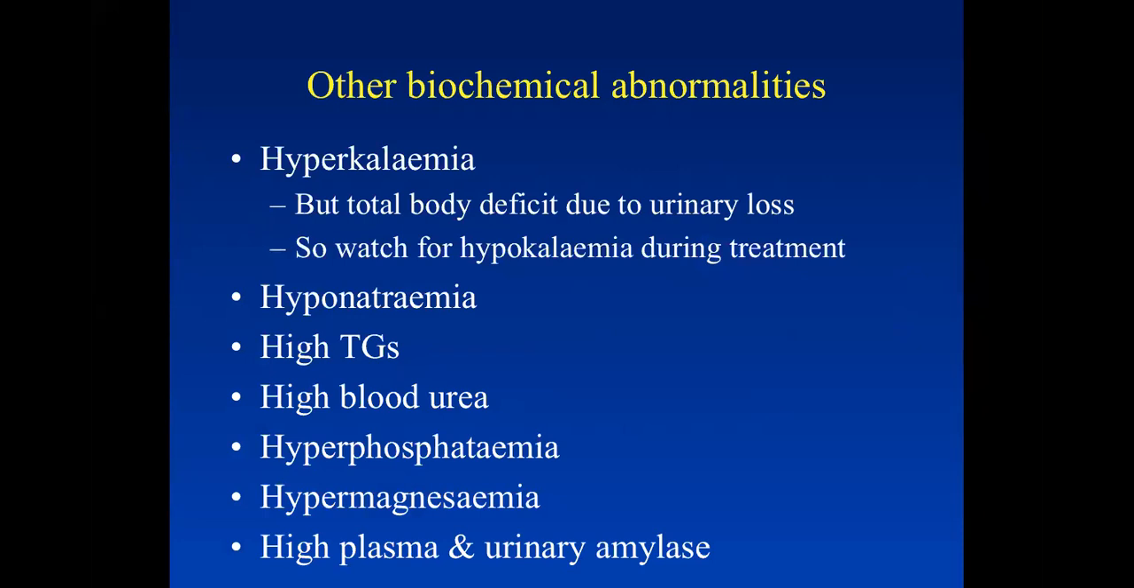They can have other biochemical abnormalities associated with ketoacidosis. They usually have hyperkalemia, but there's a total body deficit. The total body potassium is low because they lose a lot of potassium in urine. So when you start treating these people with insulin, insulin drives potassium into the cells and they can go into hypokalemia. So most of the time you have to give potassium with insulin when you treat these patients.